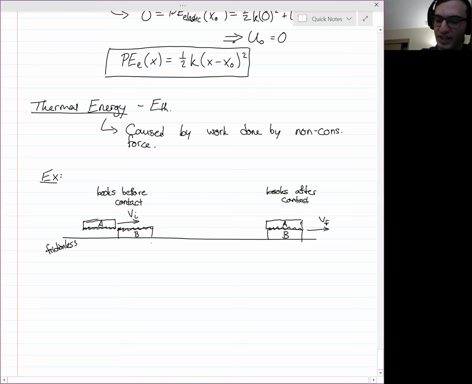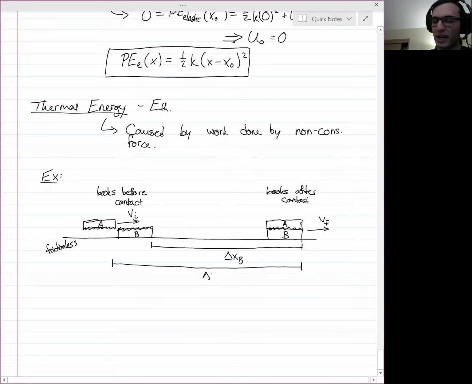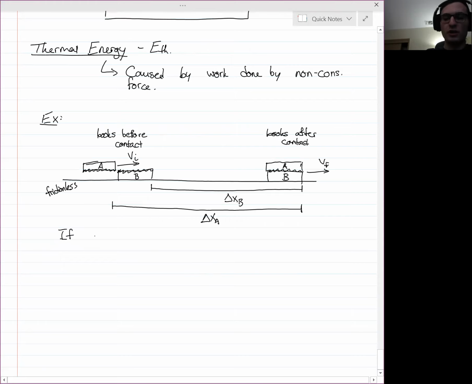So let's look at the distance that book B traveled. It traveled, say, distance delta x_B. And let's look at the distance that book A traveled. It traveled a distance delta x_A. We're going to need those distances because we want to compute the work. So if the system we're worried about is book A, well then the work done on it should be 0, or sorry, less than 0. One way to see this is by using the Work-Energy Theorem.